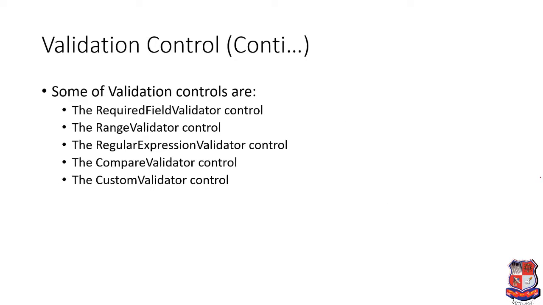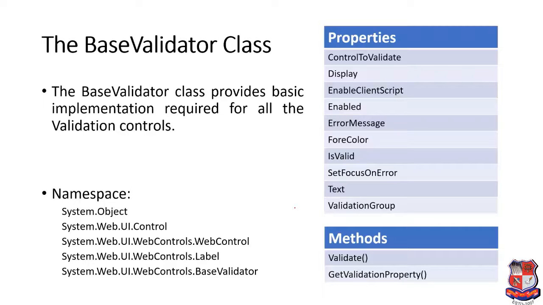These are some of the validation controls available in ASP.NET. First is the required field validator control. Next is the range validator control. Next is the regular expression validator control. Next is the compare validator control. And the last one is the custom validator control. Now we'll start with the first validation control, that is the required field validator control.